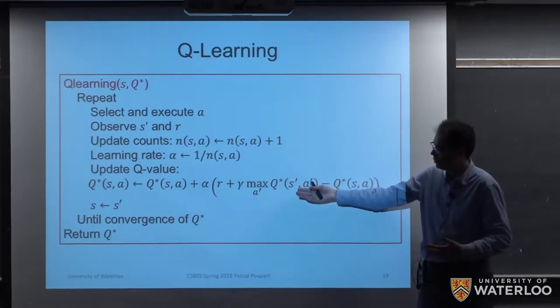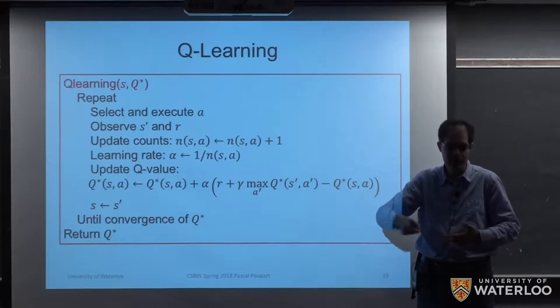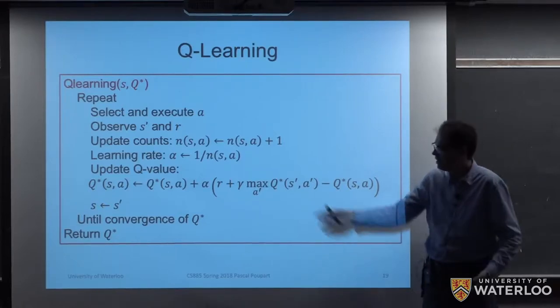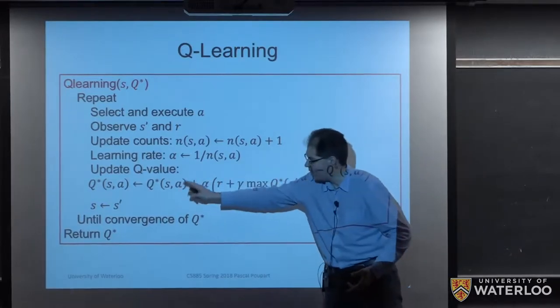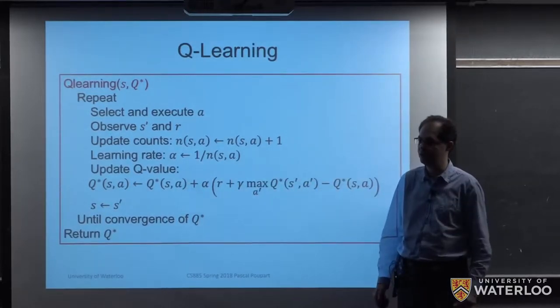And the idea is that if you want to use that to execute some actions, so to induce a policy, then you would just look at the Q function, and then for any state, simply select the action that gives you the highest Q value.